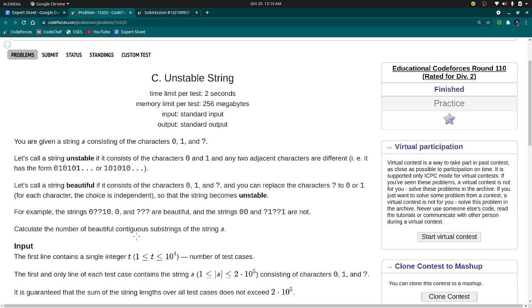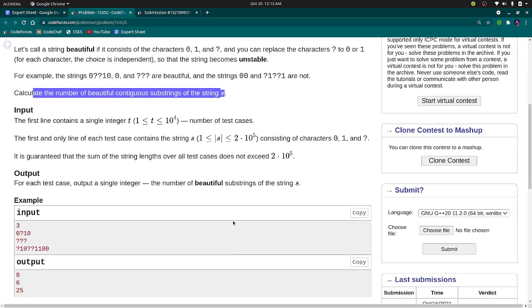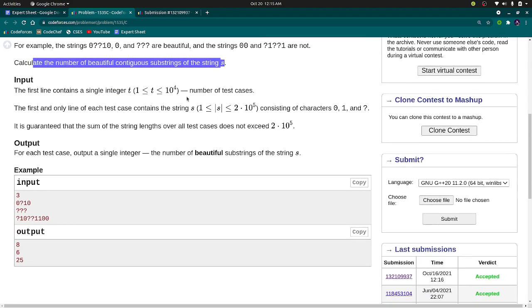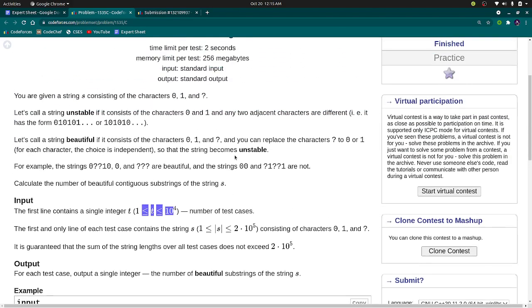So in the problem we have to count the number of beautiful continuous substrings. First we will see the constraints. T is 10 power 4 and S is of length 2 into 10 power 5. So here we have to think about the order of n. Take a minute and think about some approaches.